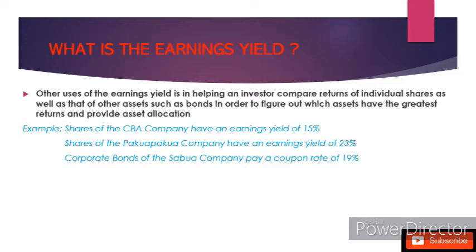because its earnings yield is as high as 23%, followed by the corporate bonds of the Sabua company, which provide an interest payment of 19% on capital invested, and shares of the CBA company that have an earnings yield of 15%. So an investor is able to figure out which individual investment can provide the greatest returns on the capital invested. And using that information, an investor is able to allocate his or her capital more efficiently.